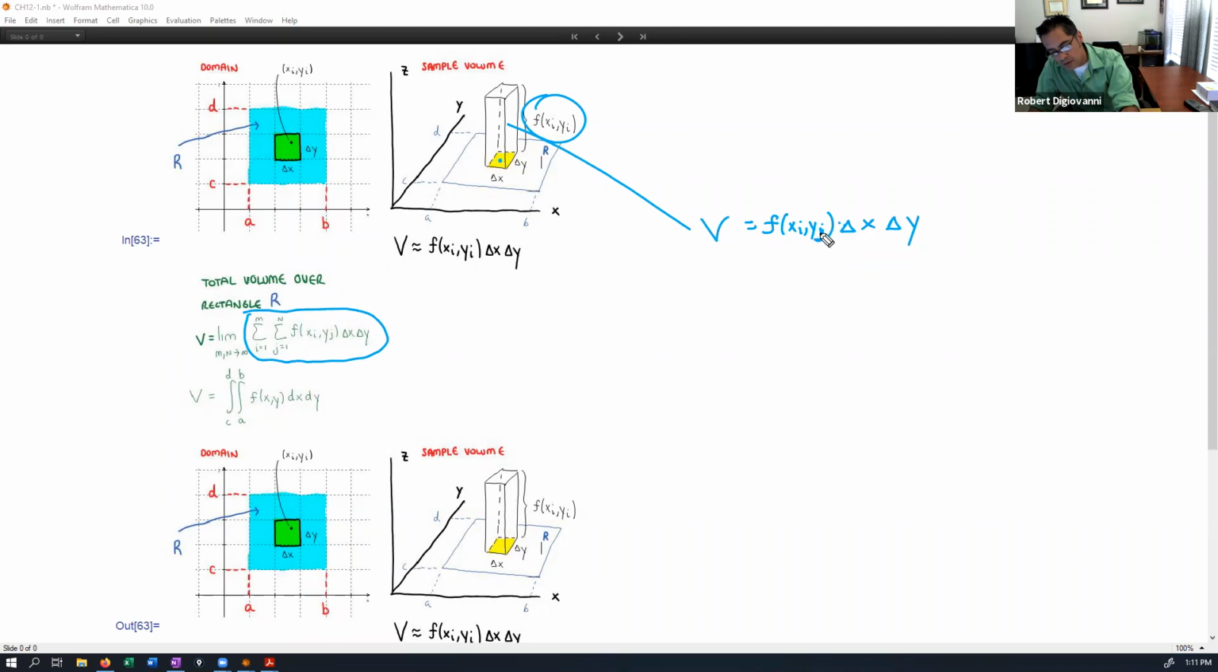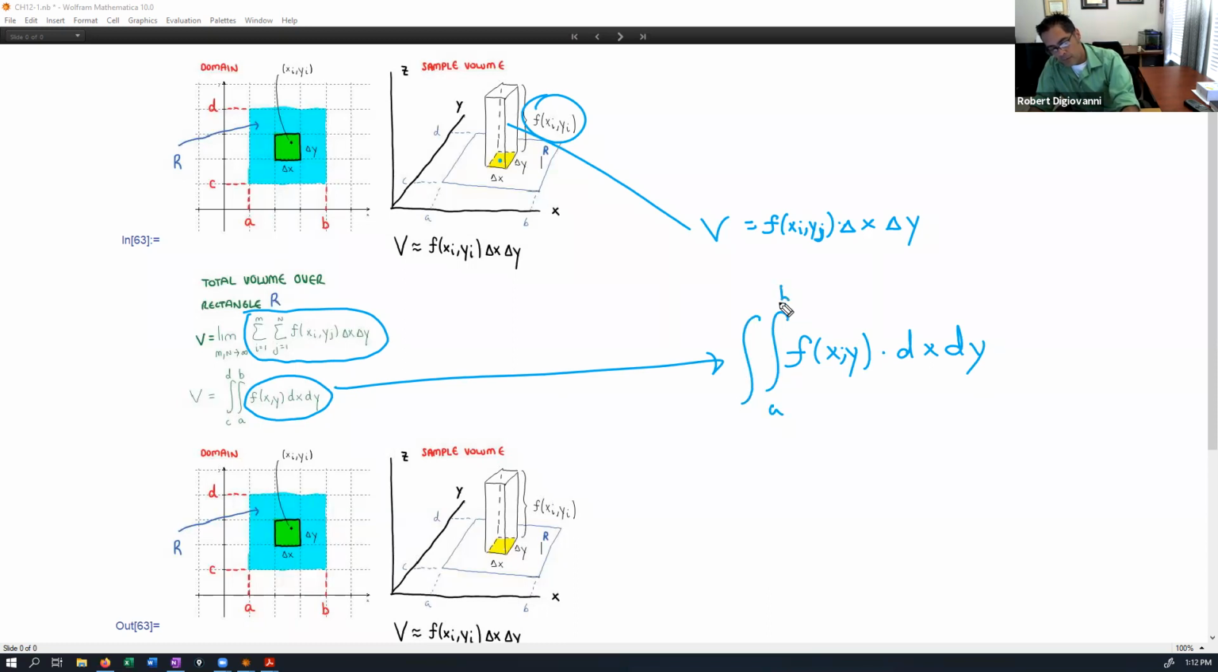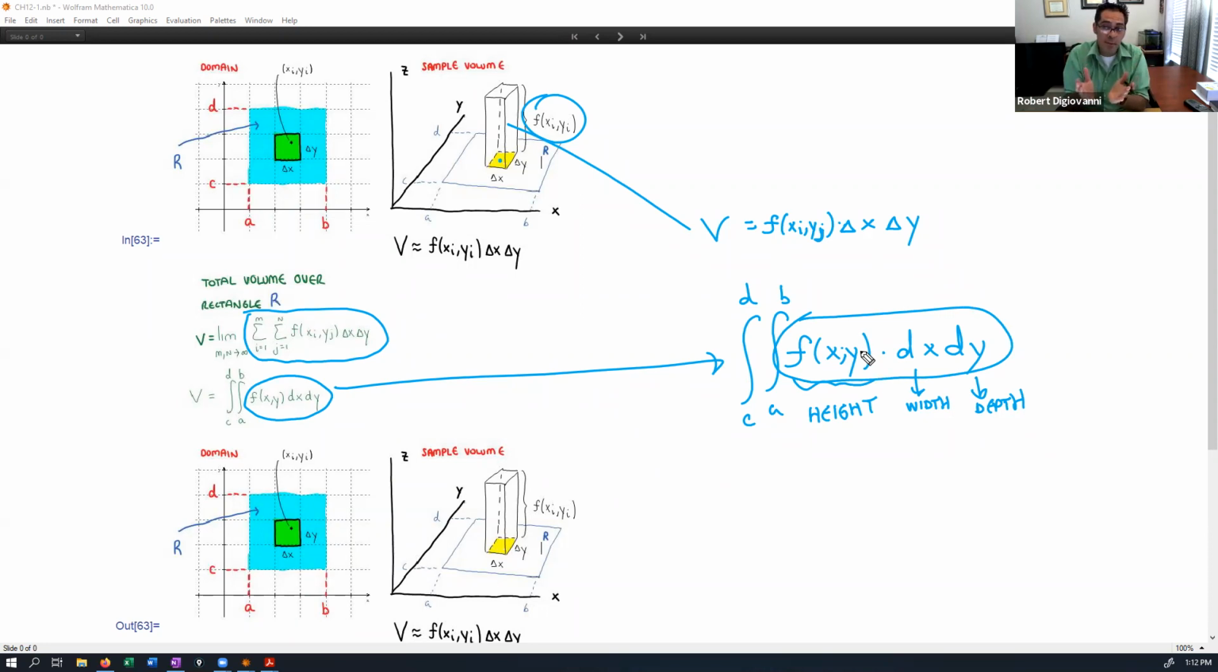Sorry, this should be J here, not I. And so we want to sum those up and let the number of them go to infinity. So what you get is a double integral where you have this inside the integral. So f of x, y, that's some point inside, that's going to give you the height of the box, and then this is one of the widths, and then this is the other width, or let's just call it the depth. So again, what's in here is just the formula for the volume of one of the boxes, and then the double integral allows you to add them up in both directions.